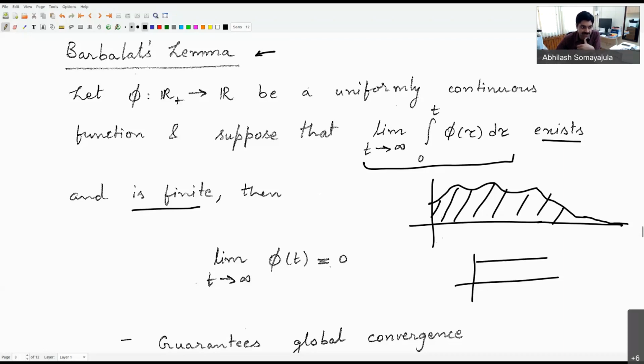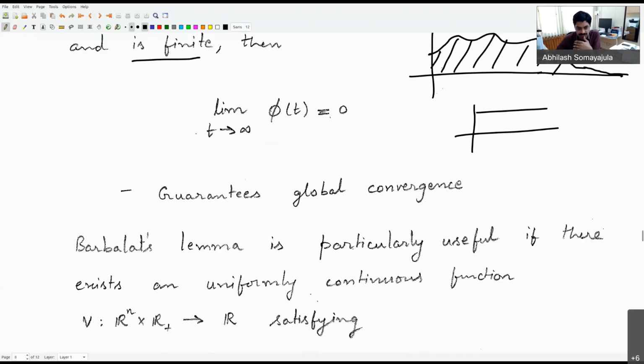Yes. That's what it's basically saying: if I have any function that is uniformly continuous, and suppose that the limit as t tends to infinity of the integral of this thing exists and is finite, then this must tend to 0. It guarantees a global convergence.